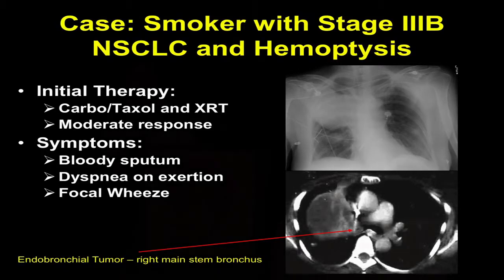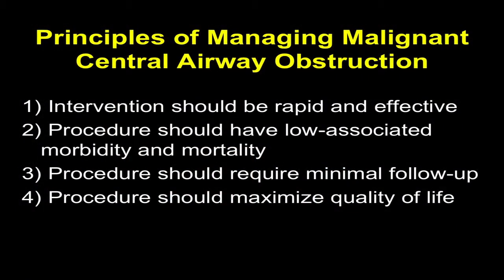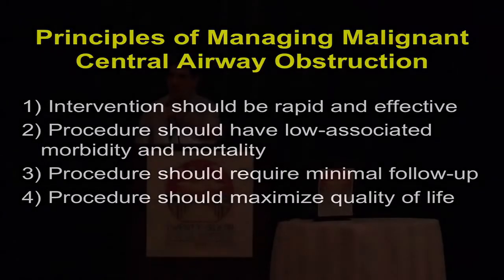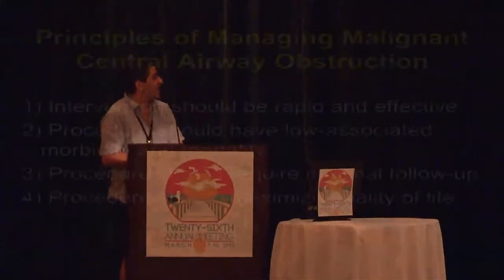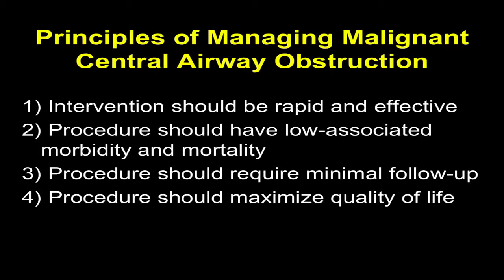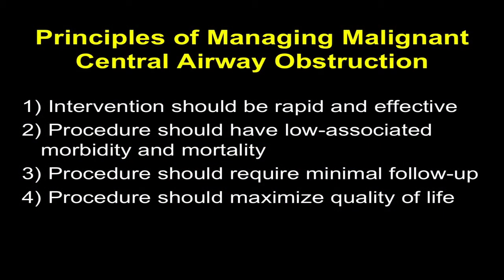And so when we approach patients with malignant airways obstruction, I have an approach which I have personally and which I hope to teach to my fellows, which is that intervention for malignant airways obstruction should be rapid. As opposed to applying a little bit of electrocautery repeatedly over multiple bronchoscopies, my goal is to do a single procedure, palliate the patient, and get them home. That procedure should have low associated morbidity and mortality. It should require minimal follow-up because these are patients who may have a relatively short lifespan. I want them home enjoying time with their families. And it should maximize their quality of life.